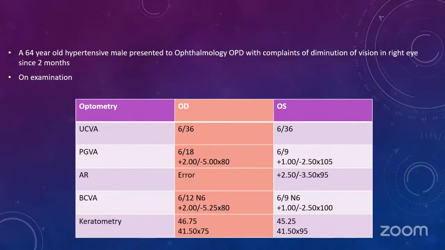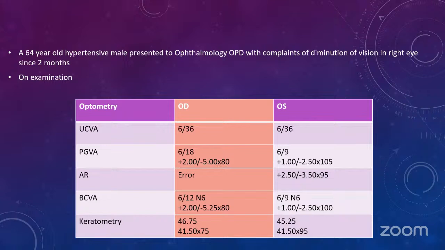2 months. On examination, his uncorrected visual acuity was 6 by 36 in the right eye, and with his own glasses, previous glasses, it improved to 6 by 18, and the best corrected visual acuity was found to be 6 by 12. In the left eye, the uncorrected visual acuity was 6 by 36. And the best corrected visual acuity was 6 by 9.